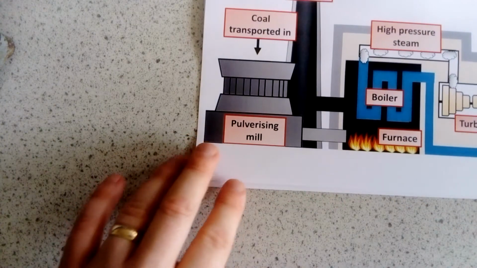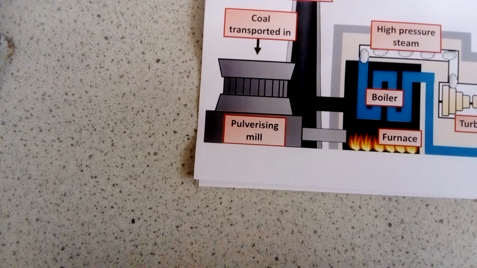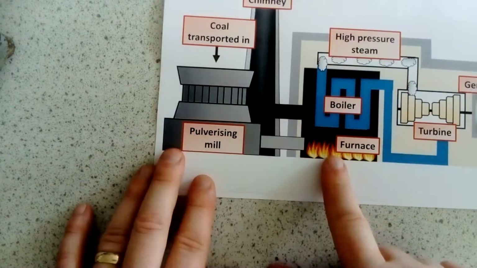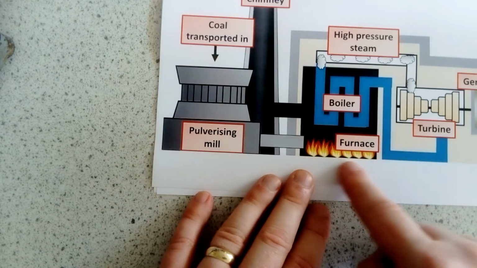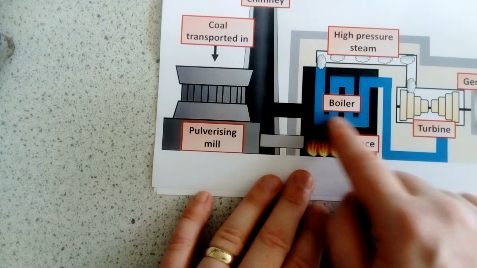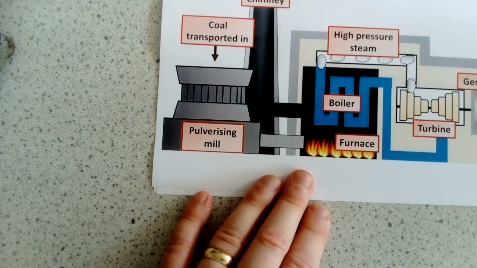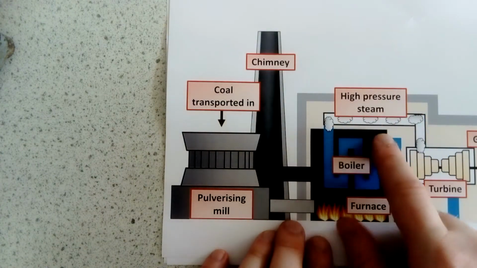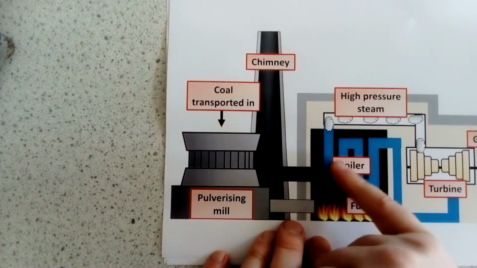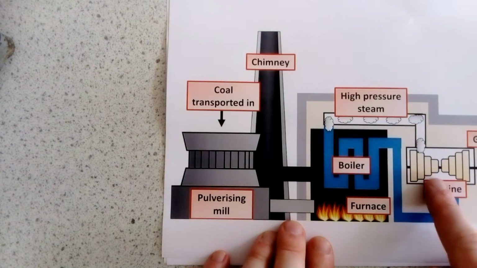After it's been ground up into a powder, it's then blown into the furnace. In the furnace it's burned. The heat from that furnace boils water in the boiler. That boiling water produces high pressure steam. The high pressure steam goes along pipes where it spins a turbine.